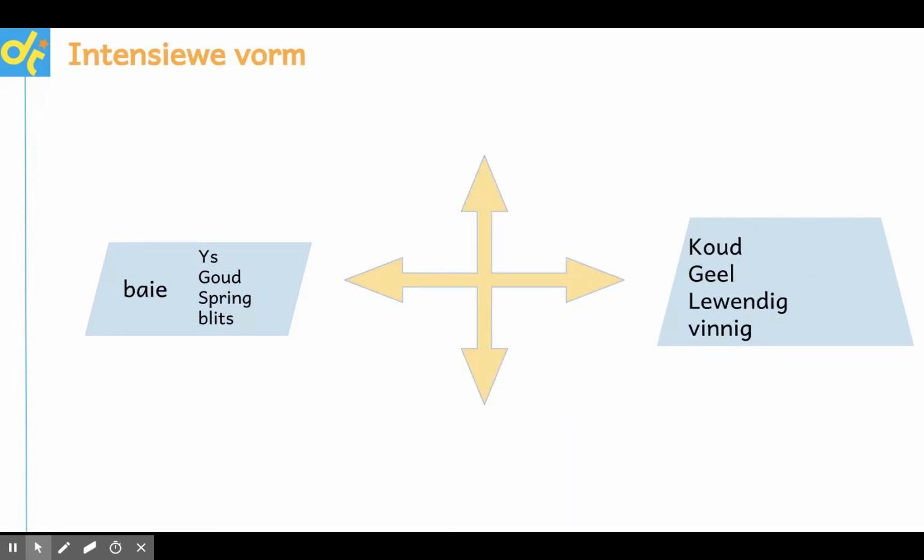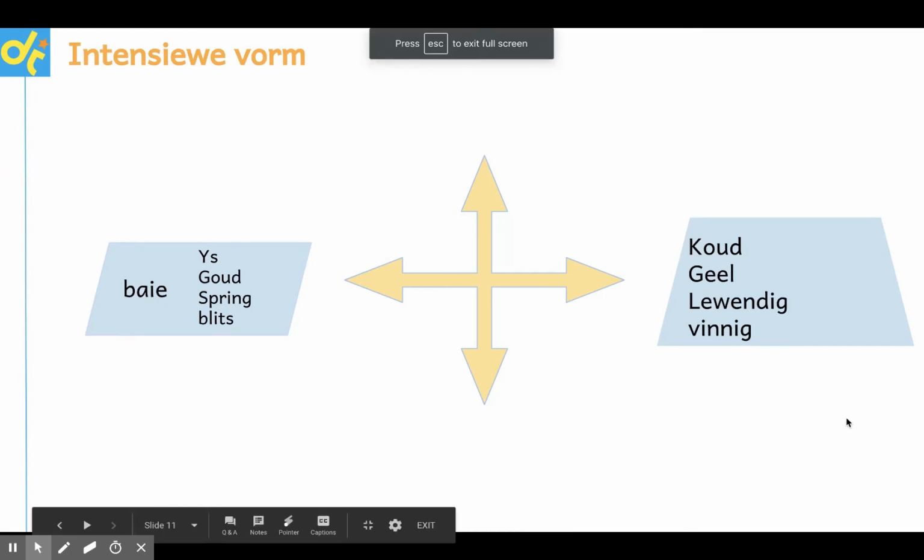Intensieve vorme. If something is very something, we want to use an intensive form to intensify it. And this comes in handy when you write paragraphs and good sentences. If it's baie koud, then we say yskoud. If it's baie geel, then it's goudgeel. If it's baie lewendig, it's springlewendig. And if it's baie vinnig, blitsvinnig. You intensify the adjective. Please remember also to write it as one word.